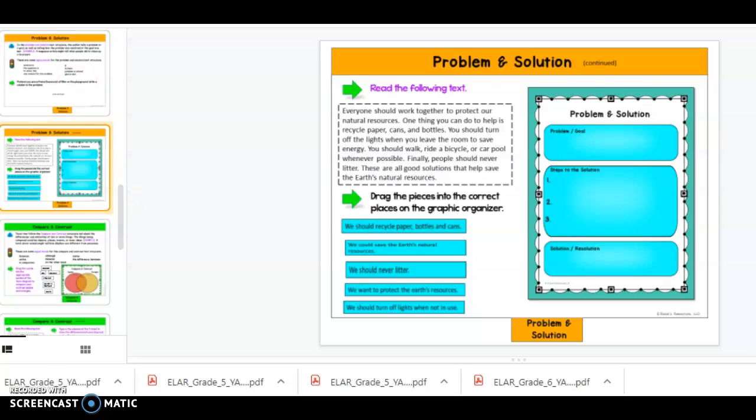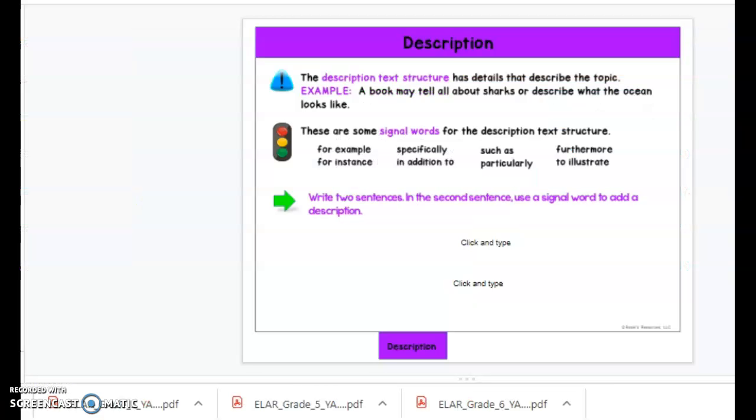deals with description. The description text structure has details that describe the topic. Now, we know how to do that, correct? For example, a book may tell about sharks or describe what the ocean looks like. These are some signal words for the description text structure: for example, for instance, specifically, in addition to, such as, particularly, furthermore, or to illustrate.